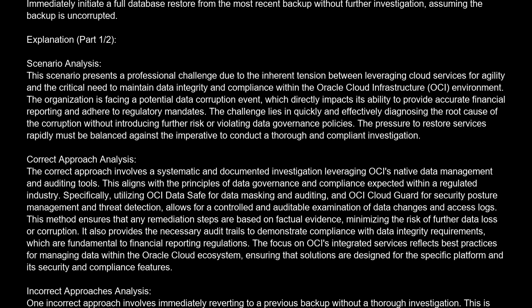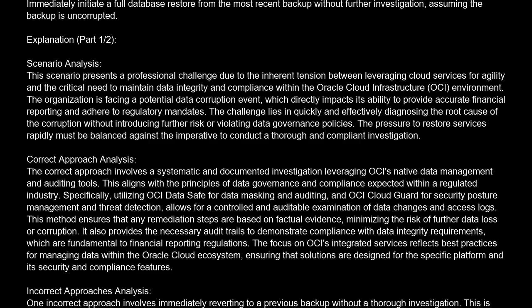The organization is facing a potential data corruption event, which directly impacts its ability to provide accurate financial reporting and adhere to regulatory mandates. The challenge lies in quickly and effectively diagnosing the root cause of the corruption without introducing further risk or violating data governance policies. The pressure to restore services rapidly must be balanced against the imperative to conduct a thorough and compliant investigation.